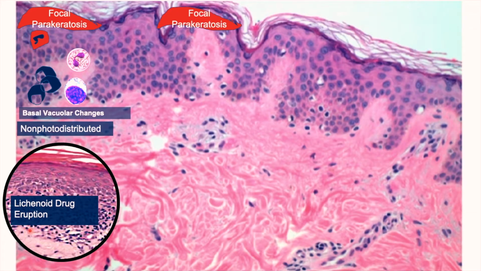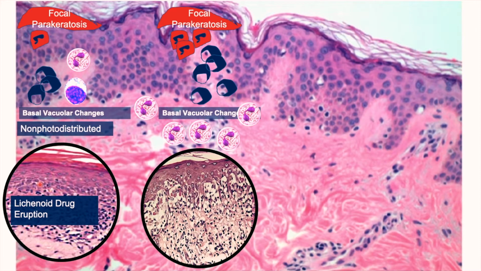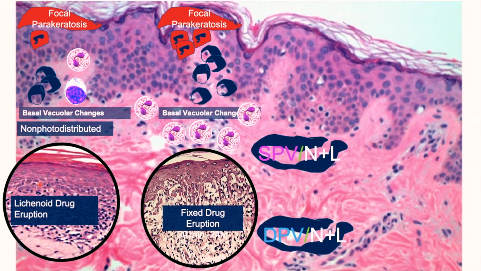Moving upward on the scale of severity, we start seeing focal parakeratosis with more dyskeratotic cells above the basal cell layer, with more basal vacuolar changes and more eosinophils, and this is where we see a fixed drug eruption. In addition to those features that we saw in the lichenoid, we see superficial and deep perivascular inflammation, and the type of cells here in the superficial and deep will be neutrophils and lymphocytes.